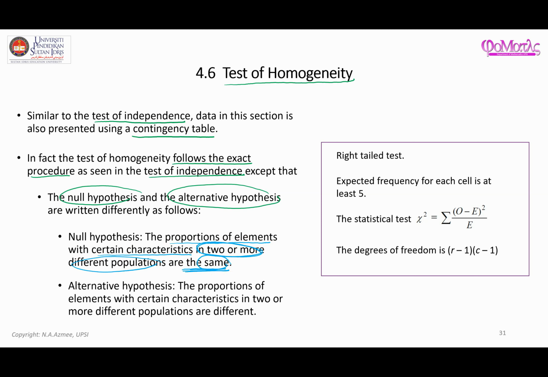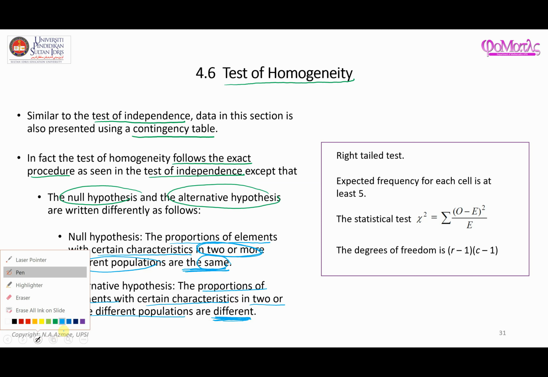populations are the same. And in the alternative hypothesis, the keyword here is, of course, different, because really the hypothesis statements are just contradictory of one another. And so we can say that it is different or not homogeneous. Those are the words that you can use in the alternative hypothesis. So here we have the proportions of elements with certain characteristics in two or more different populations are different.